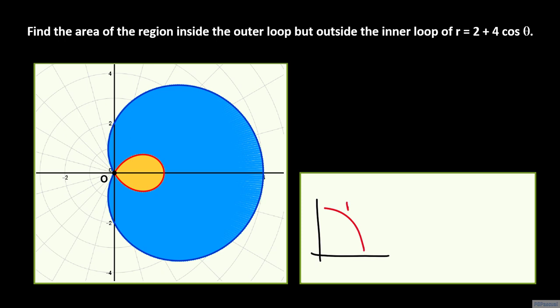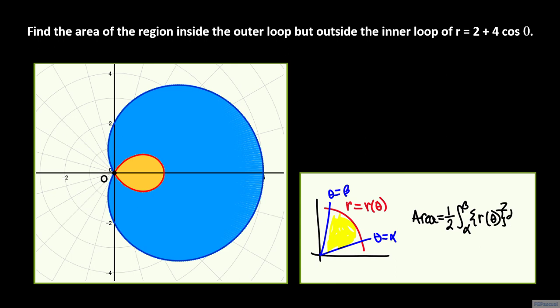For a region that is bounded by the graph of r equals r of theta, and the rays theta equals alpha and theta equals beta, the area is equal to half times the integral from alpha to beta of the square of r of theta. This is assuming that alpha and beta are between 0 and 2 pi, with alpha less than beta.